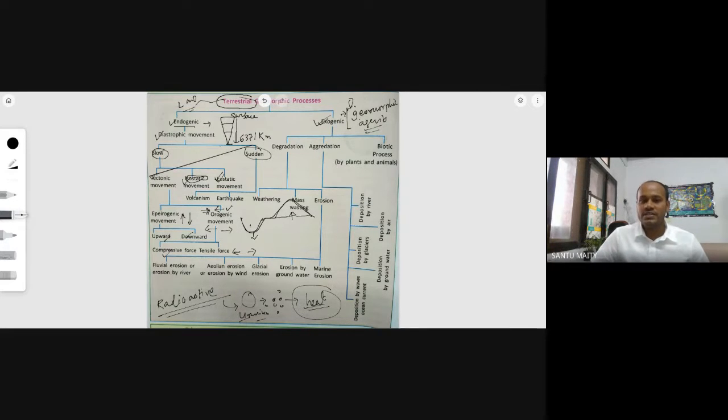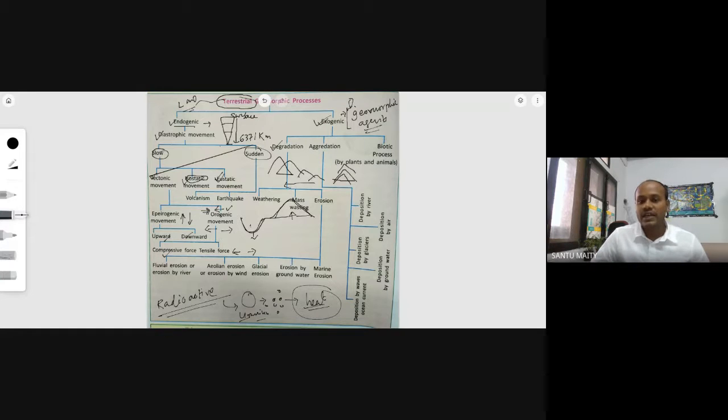Those geomorphic agents, depending on the Davis trio, that means structure, process and stage, will either degrade or aggrade. Degradation means if the height of a certain place is higher, it will be lowered down continuously. Aggradation means the opposite. If the height of a certain place is lower, at a future period of time the height will be increased. This is aggradation, deposition of material.